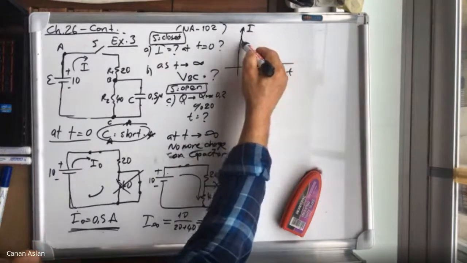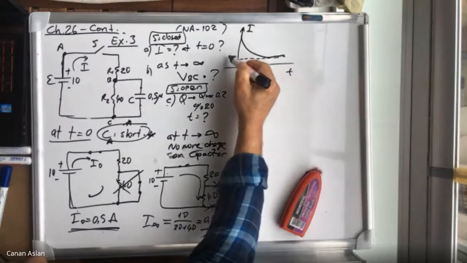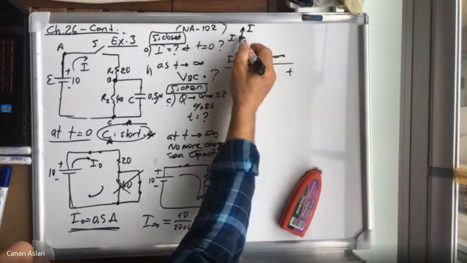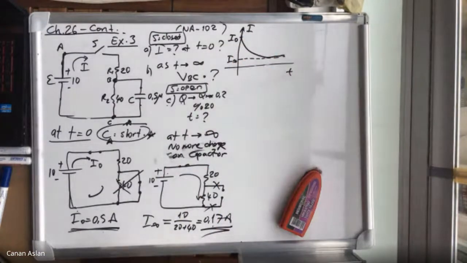So the current will start at some value and then reach some limiting value. Okay? So this is I infinity. This is I as a function of time, I0. Okay? So anyway, we have this kind of analysis.